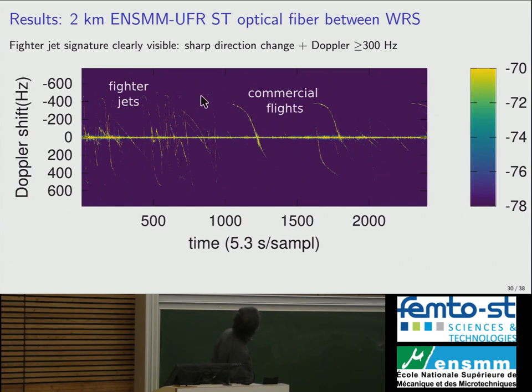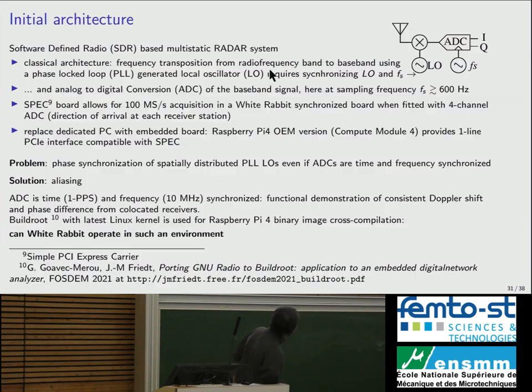Fighter jets are just turning all around, and you see speeds above 360 hertz. 360 hertz would be 900 kilometers per hour for a commercial flight. So that allows you to easily identify fighter jets among commercial flights.